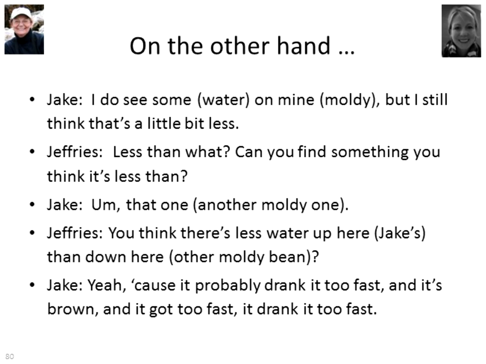I do see some water on mine. His bean was moldy, but I still think that's a little bit less. So Jessica says, less than what? Can you find something you think it's less than? And he points to another moldy one, and Jessica says, do you think there's less water up here in yours than down here? Yeah, because it probably drank it too fast, and it's brown. It drank it too fast.